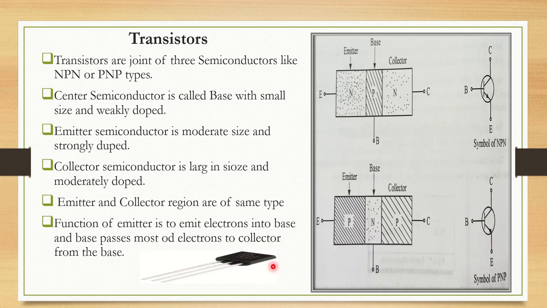If you open the motherboard again, you can see this type of components are there. They are transistors. It has three legs. One is the base, one is the emitter, one is the collector.